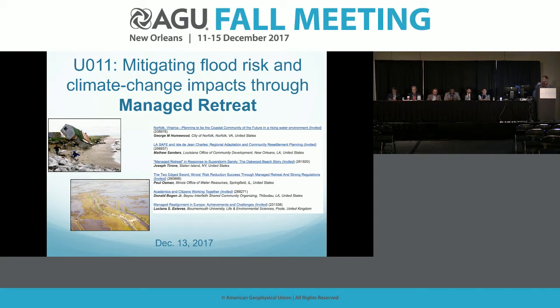So welcome to Union Session 11, Mitigating Flood Risk and Climate Change Impacts Through Managed Retreat. The focus of this morning's session is managed retreat. That is a relatively new field of research and related public policy.